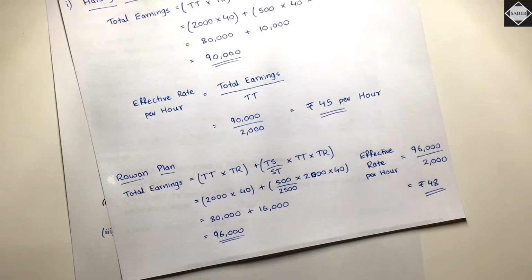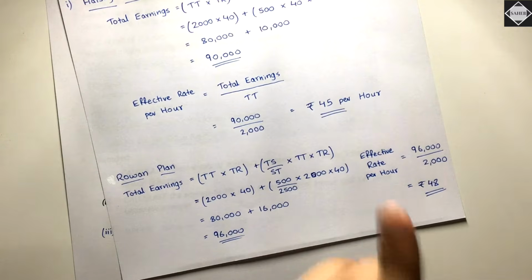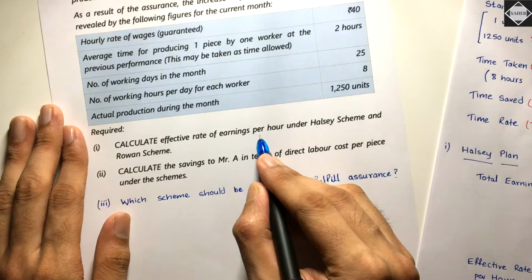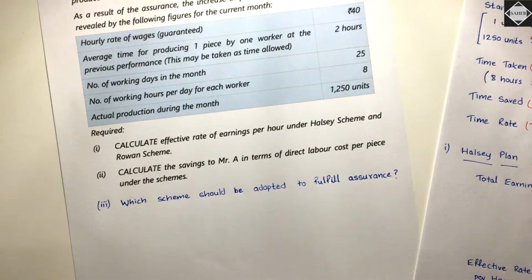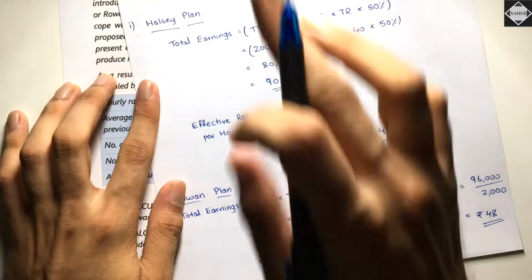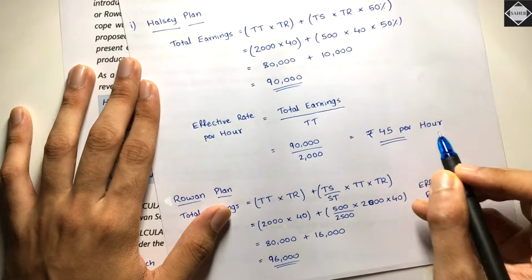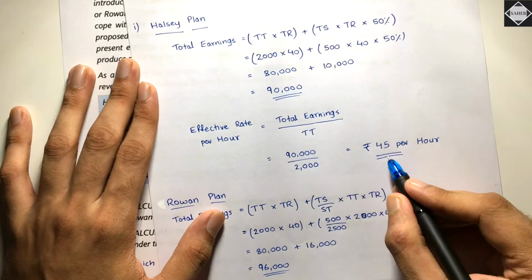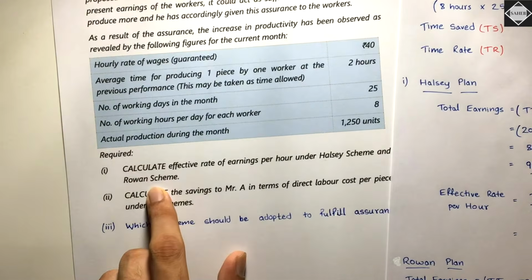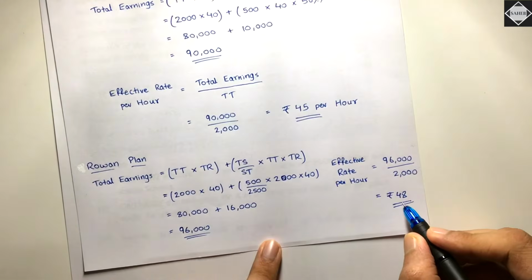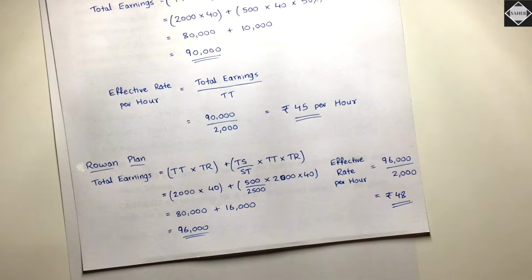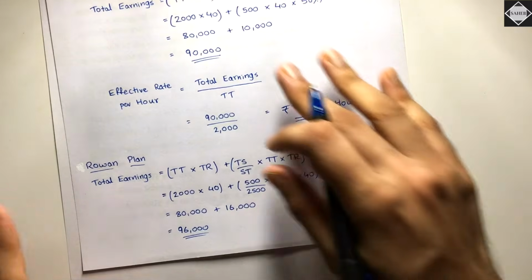Simple and straightforward. So the first requirement of the question is over. What was that? Calculate effective rate of earnings per hour under Halsey scheme and Rowan scheme. If Mr. A adopts the Halsey plan, then the workers will earn 45 rupees per hour. But if Mr. A employs the Rowan scheme, employees will earn rupees 48 per hour. That's the interpretation. Now let's move on to the second requirement.